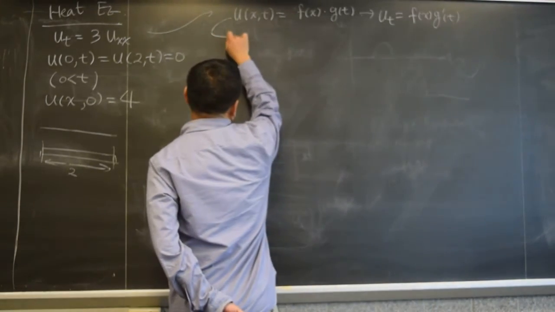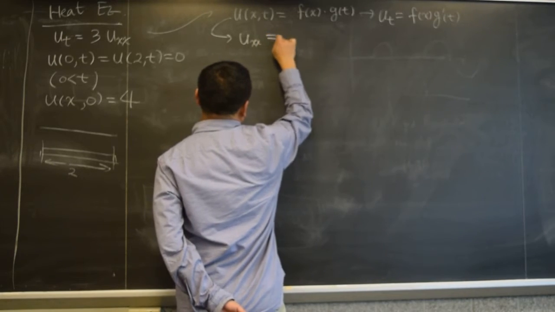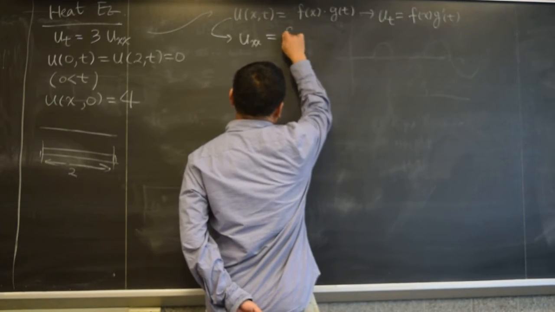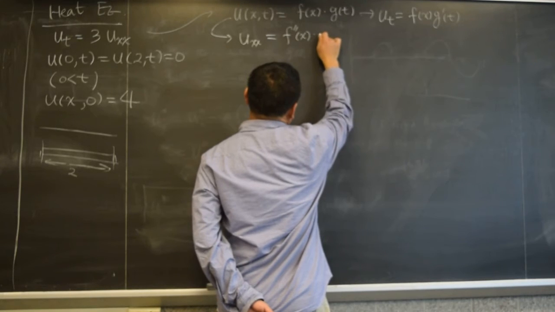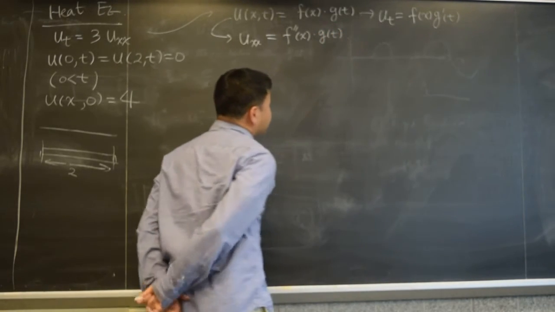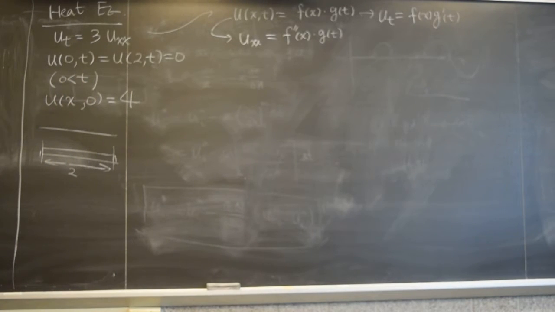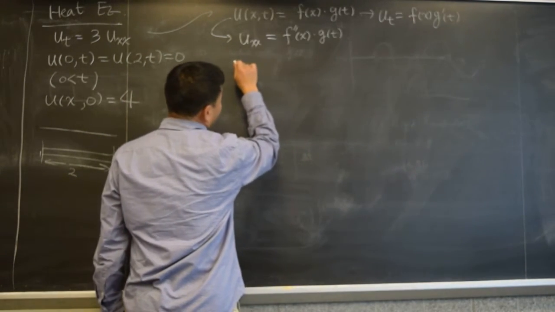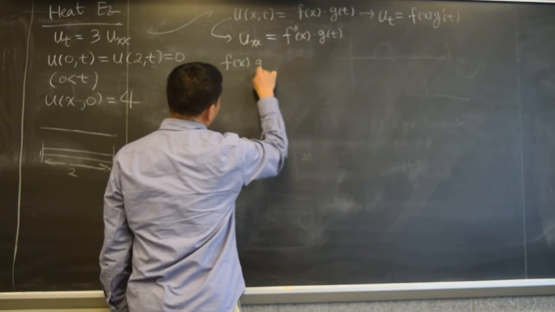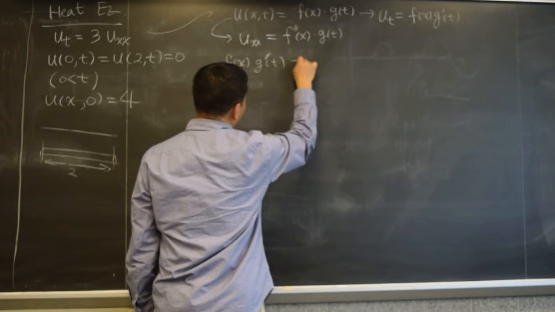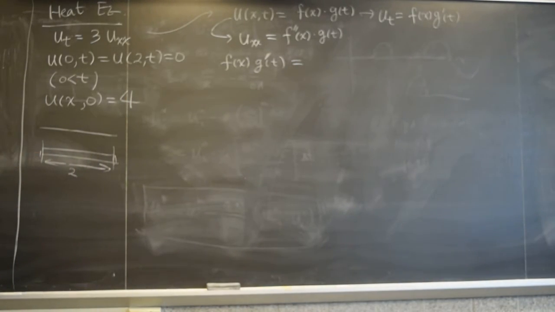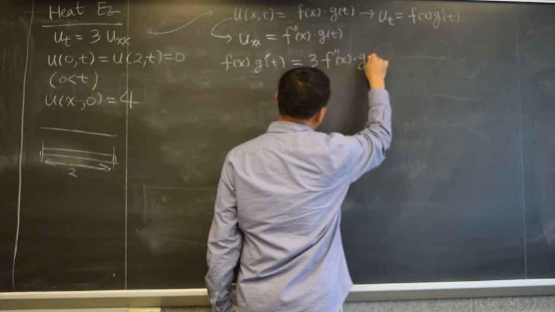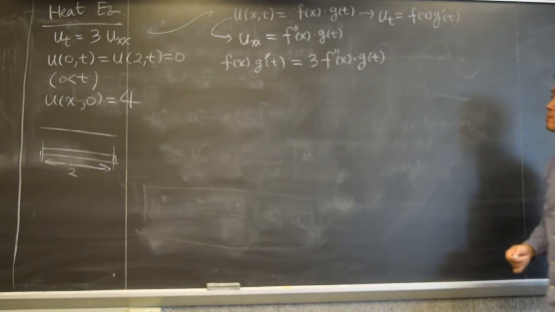Okay, now what about u_xx? If you differentiate with respect to x twice, what would that become? f''(x) times g(t). Okay. Now let's plug them back into this equation and see what our conclusion can be. That means you have f(x) g'(t) equals what? 3 times f''(x) times g(t). Okay, so that's what we have.